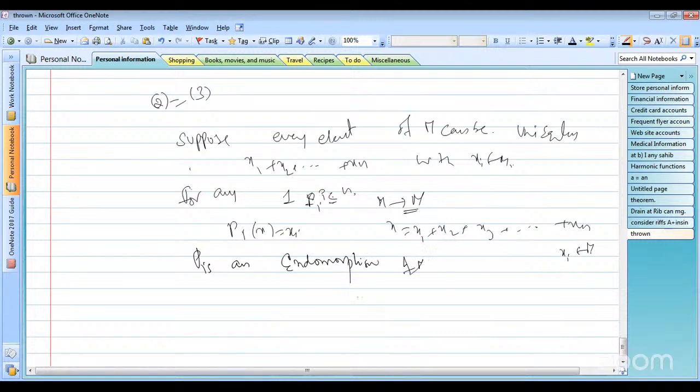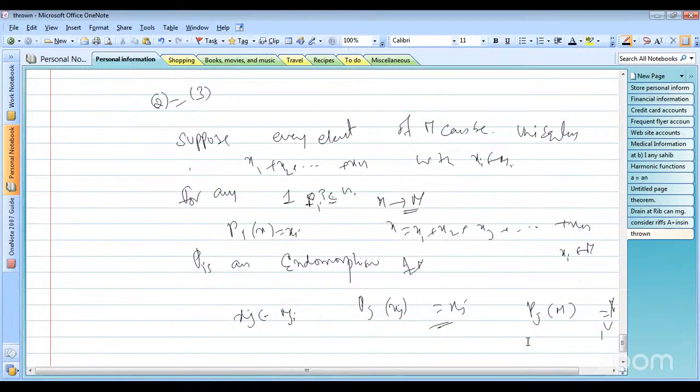So therefore xj belongs to Mj, and Pj of xj is equal to xj. So therefore Pj of M is equal to Mj. We know that Pj of x is equal to xj, where xi belongs to Mi, and we take that as an R-module here. Therefore Pi(M) is equal to Mi, and Pj of xj is equal to xj.